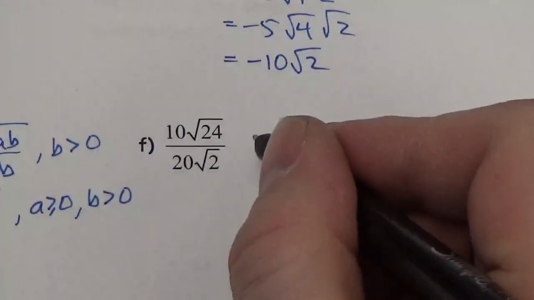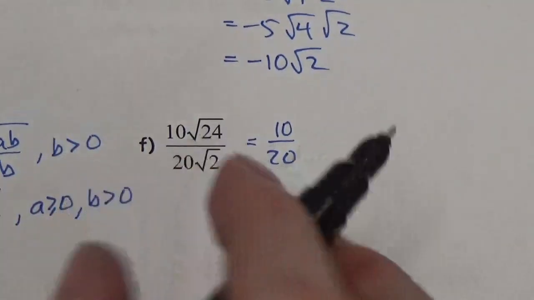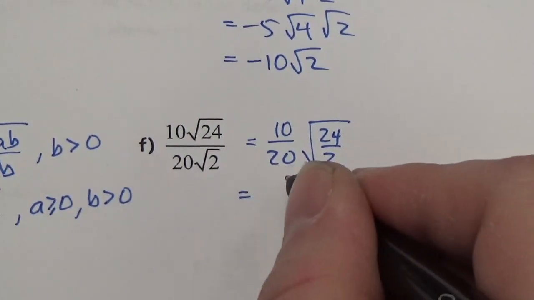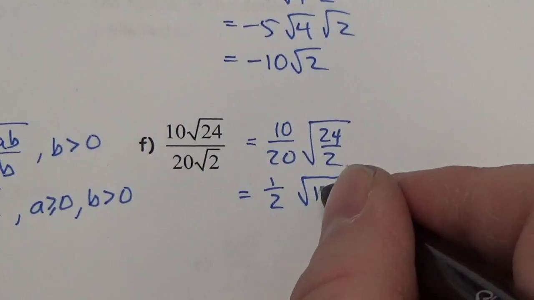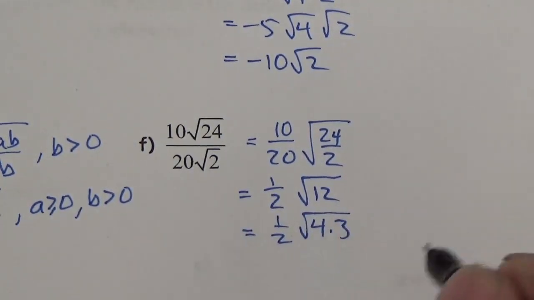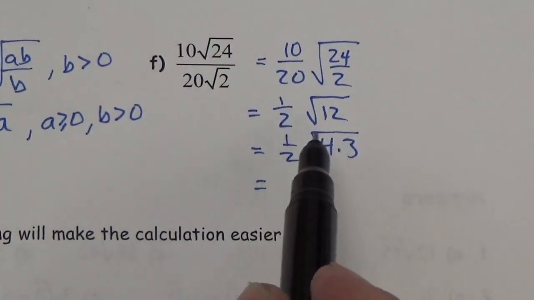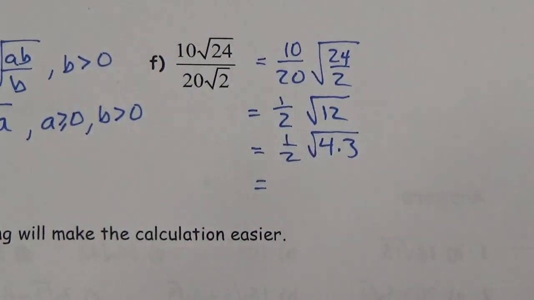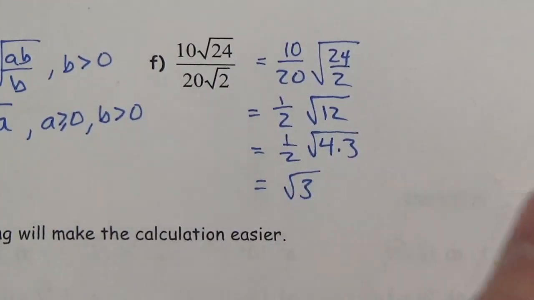And now finally over here, again, to split that up, we're going to have 10 over 20. Now, notice that the larger value is in the denominator, so I know I'm going to get a fraction there. And then 24 over 2 in the radical. And so this will be 1 over 2 times the square root of 24 divided by 2, which is 12. Okay, well, we know that 12 can be written as 4 times 3. So now I'm going to speed things up a little bit here. I know that the square root of 4 is 2, and I'm going to bring that out. Well, half of 2 is 1, which means those cancel, and I'm left with just the square root of 3.